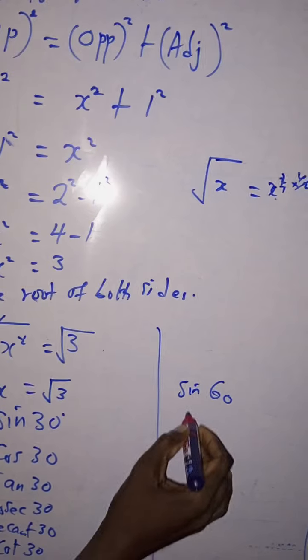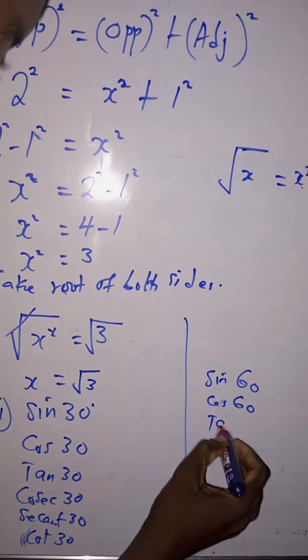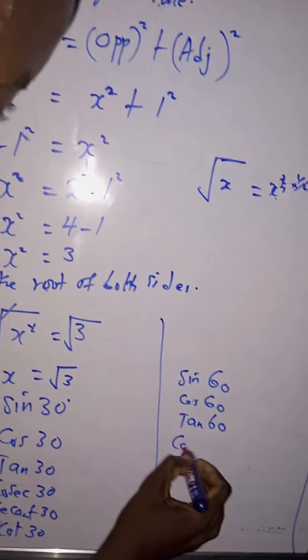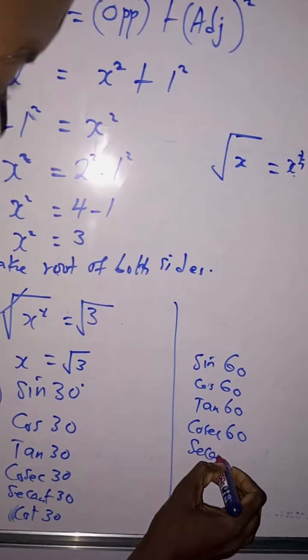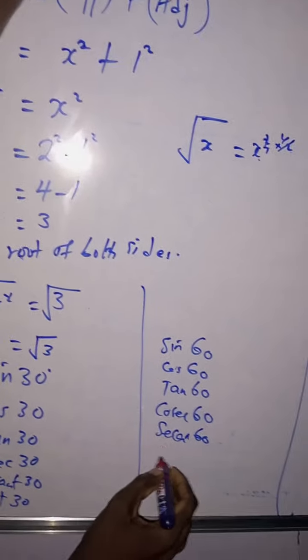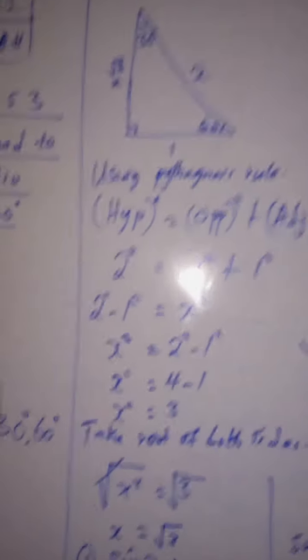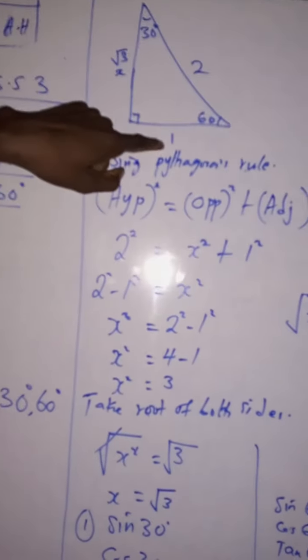sine 60, cos 60, tan 60, cosec 60, secant 60, and then cot 60. So let's quickly look at them. When I'm saying sine 60, it means I'm considering this place to be my angle. Then this will be my opposite.